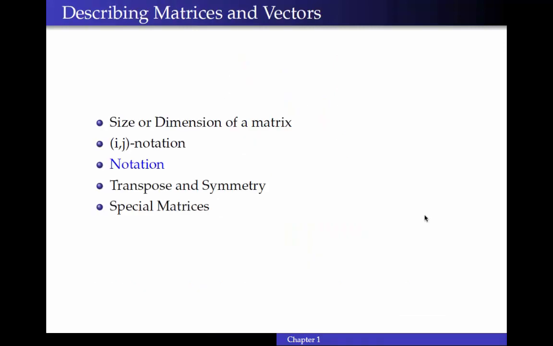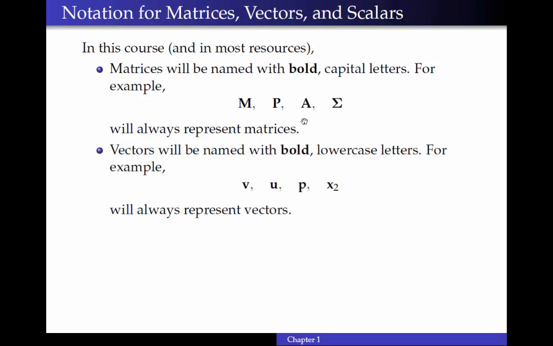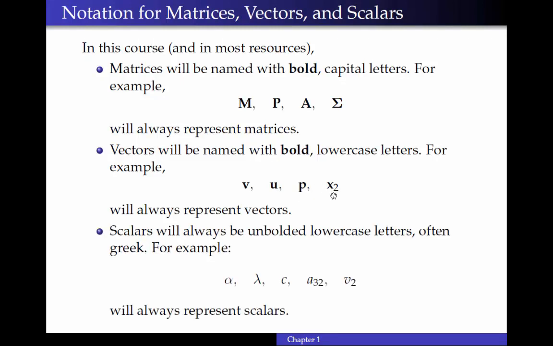Now we're going to move on and talk about general notation of matrices and vectors. In this course and in most resources that you'll find online or elsewhere, matrices will be named with bold capital letters. For example, M, P, A shown here, or even capital sigma will all be matrices. Vectors will also be bold, but lowercase letters. So v, u, p, even x sub 2, as long as it's bold, will represent a vector. And scalars will always be unbolded and lowercase, and sometimes Greek. So, for example, alpha, lambda, c.